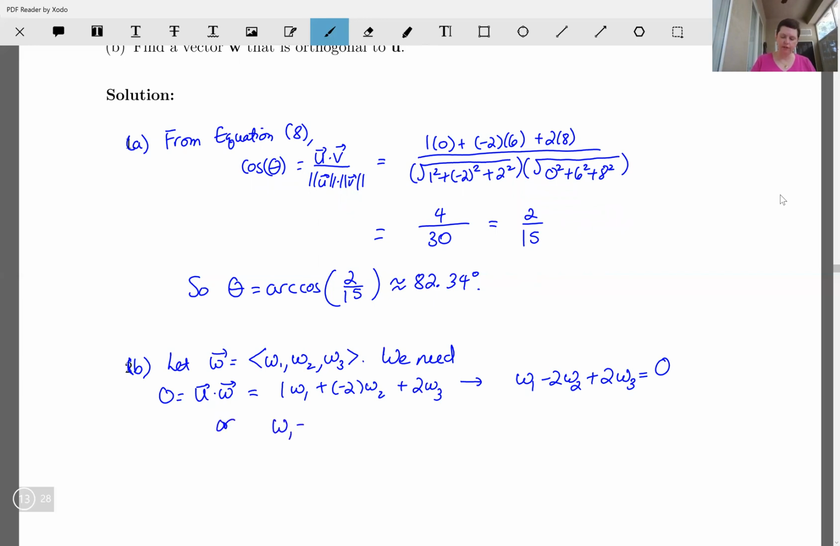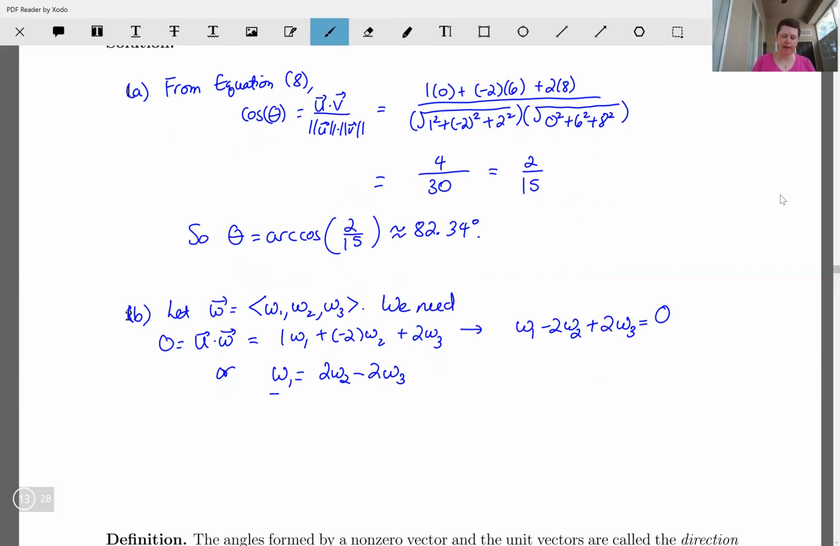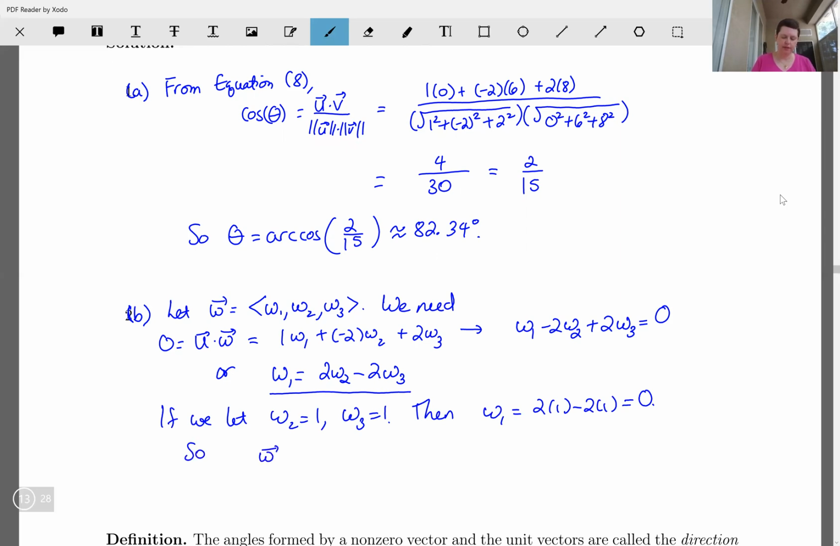Or we could solve for w1, which tells us that we have a whole lot of vectors that satisfy that. In fact, infinitely many, but we just need to find one. So let's just pick w2 equal to 1 and w3 equal to 1. And then w sub 1 is going to be 2 times 1 minus 2 times 1, also known as 0. So my vector w being 0, 1, 1 is orthogonal to u.